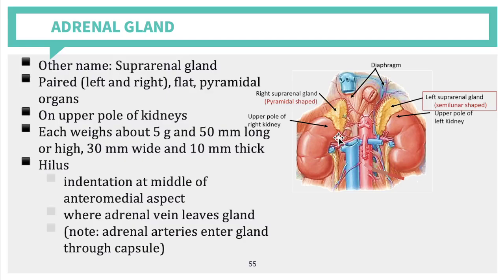It's paired. You can see that left and right. So, it will depend now on the shape. If it's the right suprarenal, it's pyramidal in shape. If it's the left suprarenal, it's semilunar in shape. They are located at the upper pole of your kidneys. Each weighs about 5 grams and is 50 millimeters long or high, 30 millimeters wide, and 10 millimeters thick.